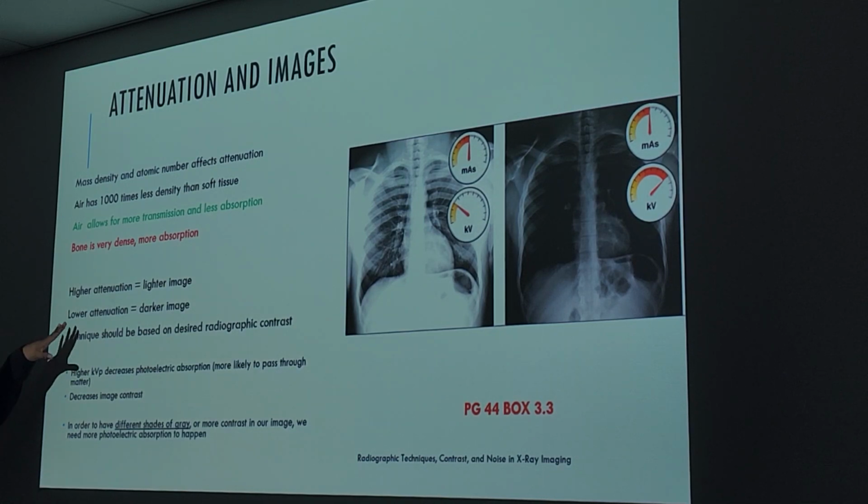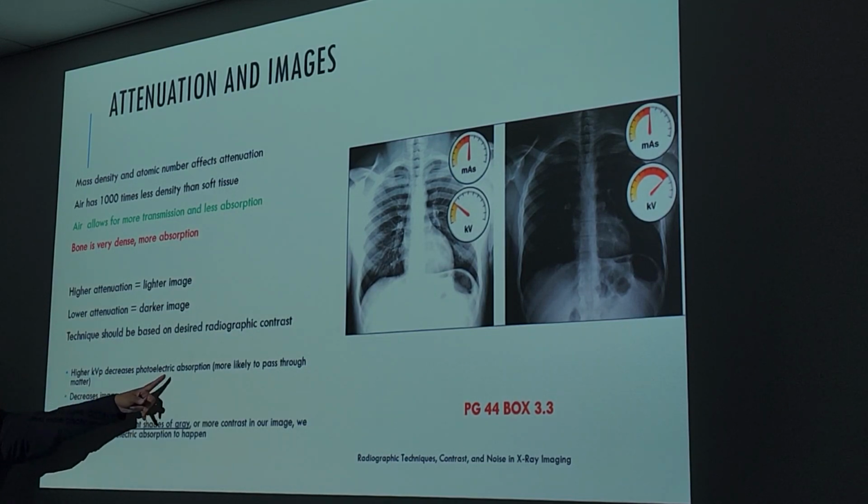And that is how we select our techniques based on what kind of contrast we want to achieve with our x-rays. If we use higher kVp, it decreases photoelectric absorption. So our image will look light or dark? Dark, because it's decreasing absorption. If we use higher kVp, we increase the penetrating ability of the beam, so we have less absorption but more penetration or transmission. Our image will look darker, so it decreases the image contrast.